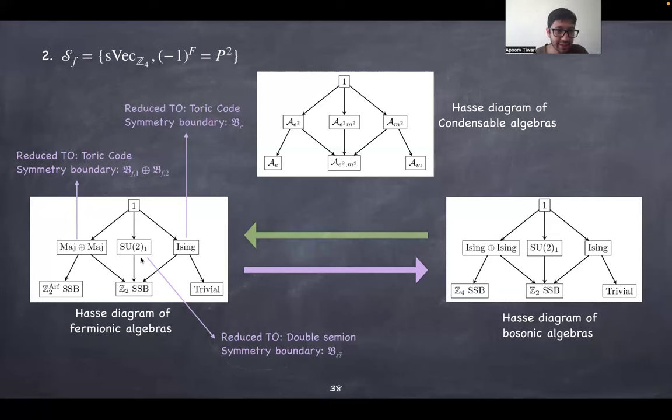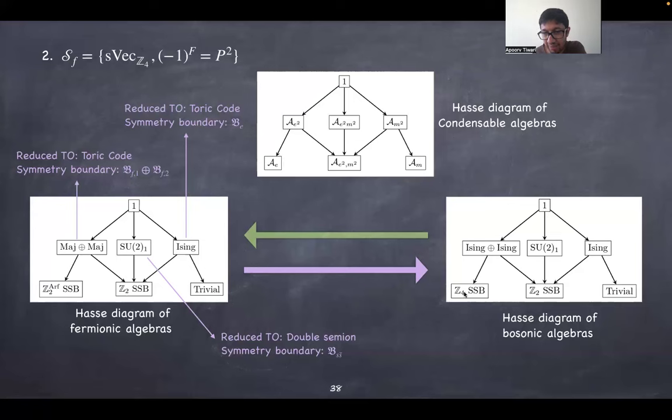And finally, there's this SU(2) level 1, which comes from the E squared M squared condensable algebra. The reduced topological order is double semion, so it just has a single possible choice of boundary condition. This boundary condition also is bosonic. There's no fermionic boundary condition of the double semion. And it admits a deformation to the symmetry broken phase, where you have two vacua, both of which realize the trivial fermionic theory. This Hasse diagram can be obtained by fermionizing the bosonic diagram. Let's look at some parts of it.